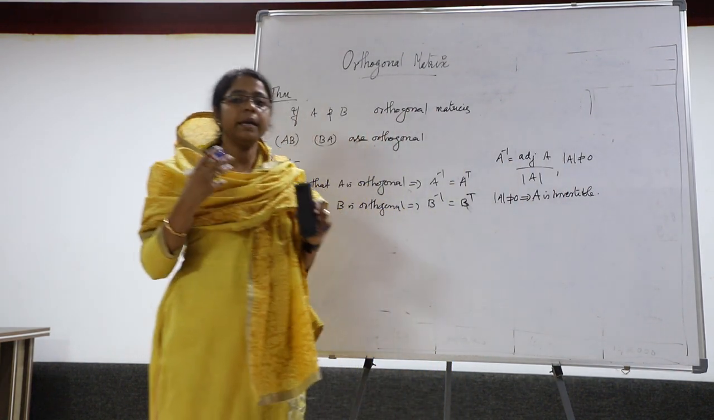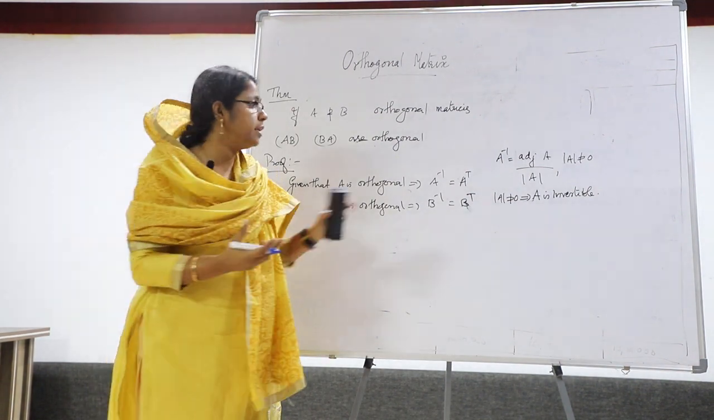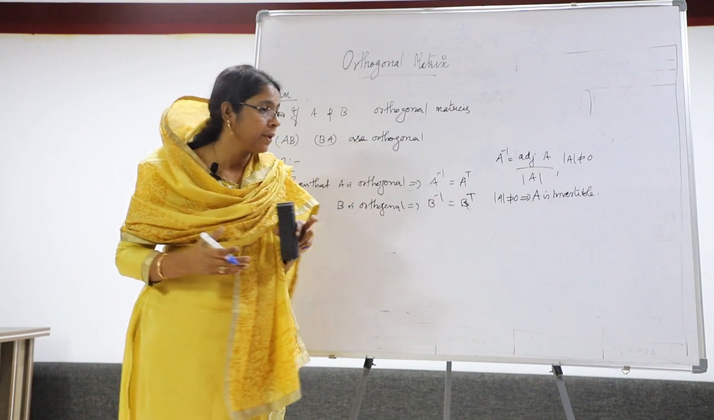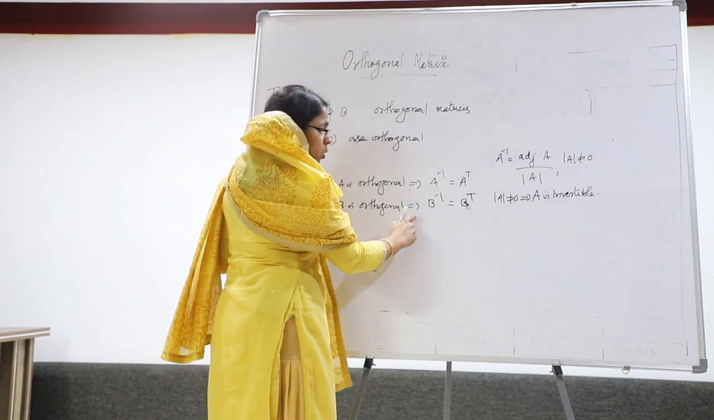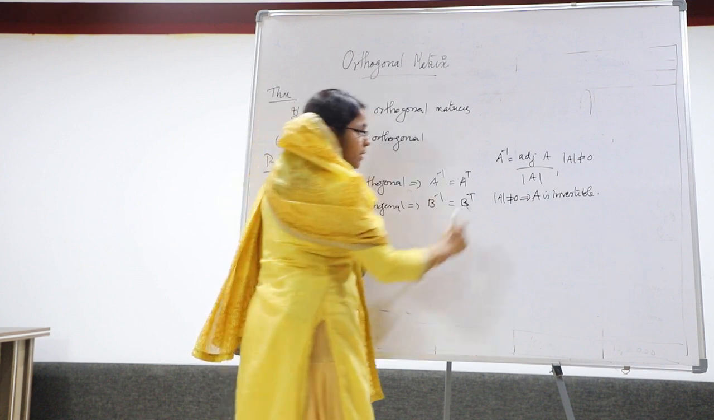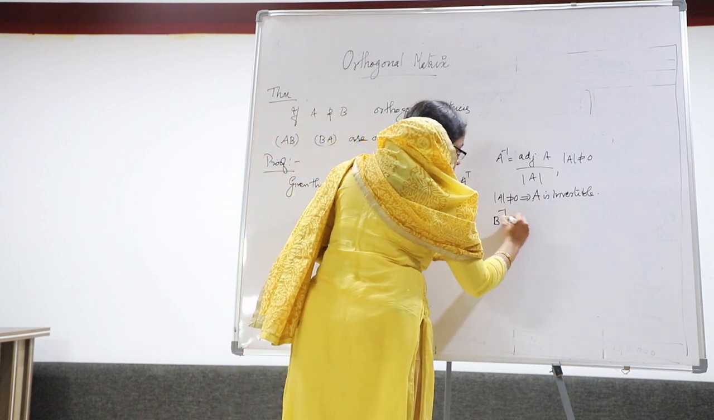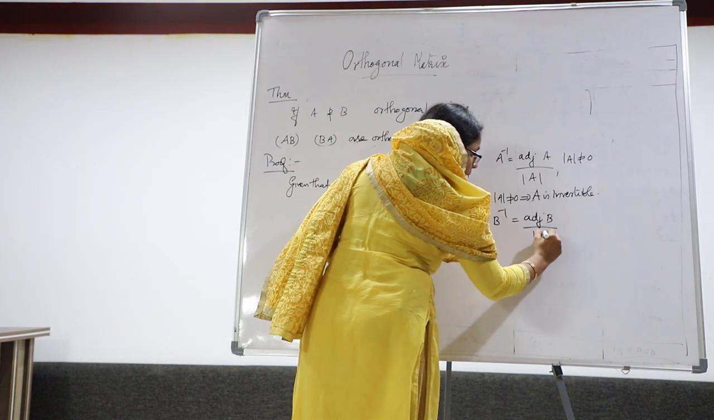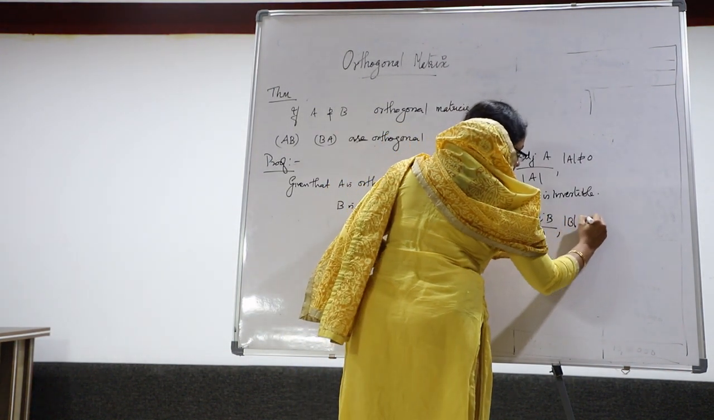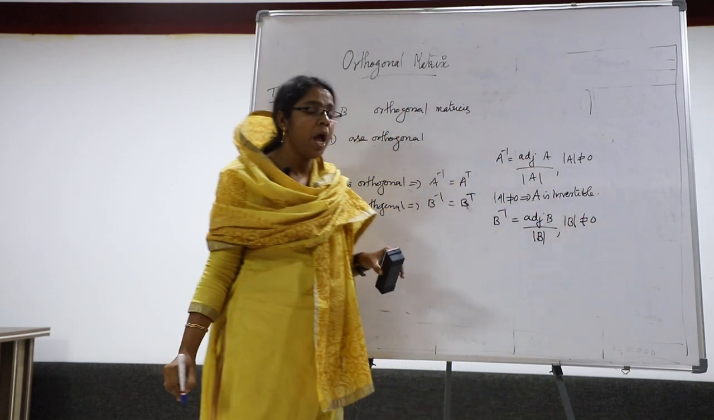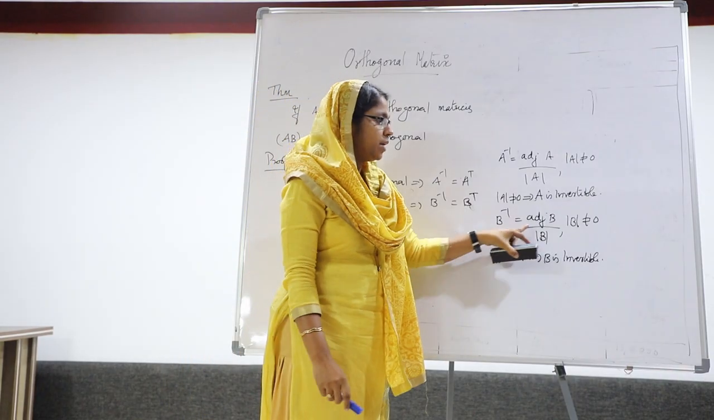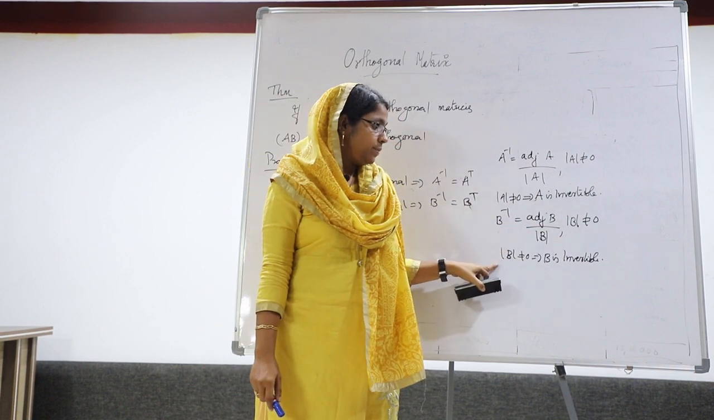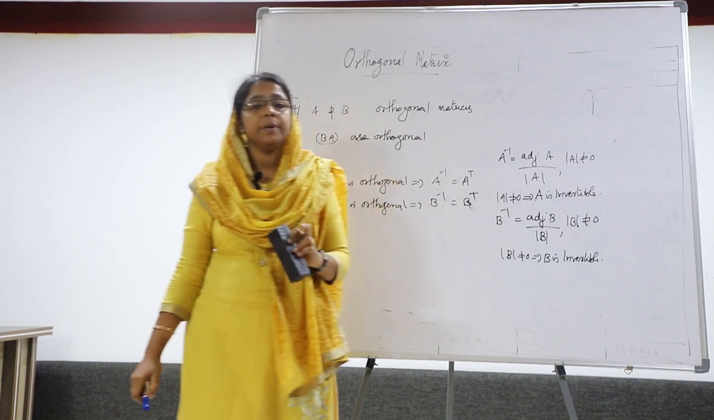One matrix is said to be invertible, that means its determinant is not equal to 0. Invertible means its inverse exists. Similarly, B is orthogonal, so B inverse is equal to B transpose. Similarly, we can say that B inverse exists, that is adjoint of B divided by determinant of B. Then the condition is that determinant of B is not equal to 0, then also we can say B is invertible.